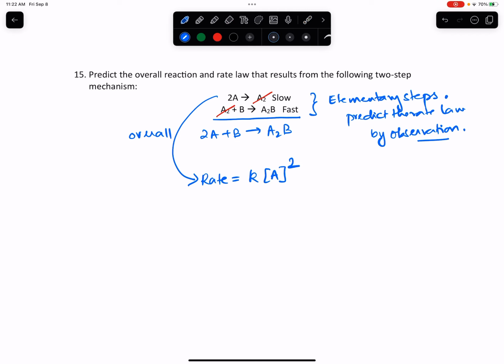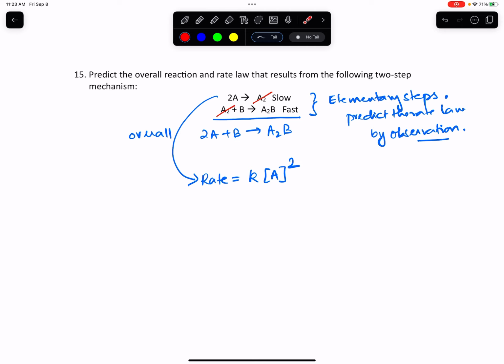But it's important to remember that you may come across problems where these two steps are switched. If these two steps are switched, then it gets a little more complicated because you cannot look at the first step, the fast step, and predict the rate law. So we will likely create another video where I'll show you where the steps are switched and there is something called a fast equilibrium that sets in. That's a little more complicated than this.